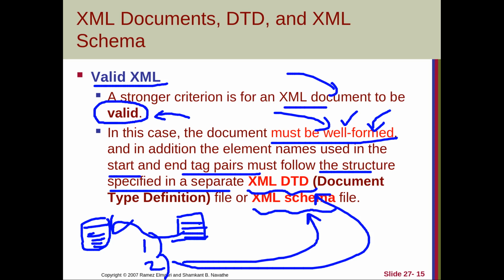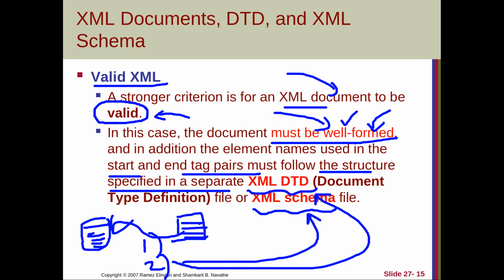Then what is a valid XML document? For a valid XML document, the first point is it must be well formed. The first thing is it must follow the first category, that is, it must always be a well-formed XML document. That means it should have the proper syntactic guidelines that are to be followed.